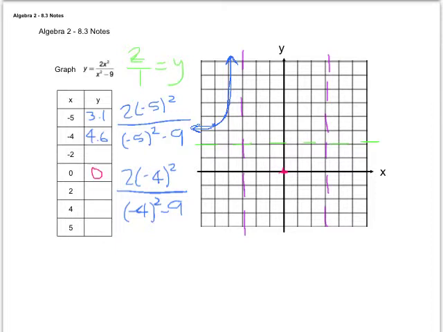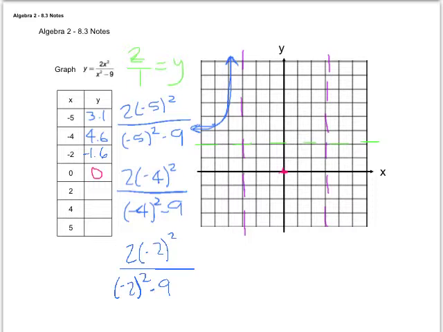So the right-hand side then is going to look like this. So now I'm going to go in the middle. Sorry, not the right hand, in the middle. And I'm just going to do 2 times -2 squared over -2 squared minus 9. And when you punch that into your calculator, you get -1.6.